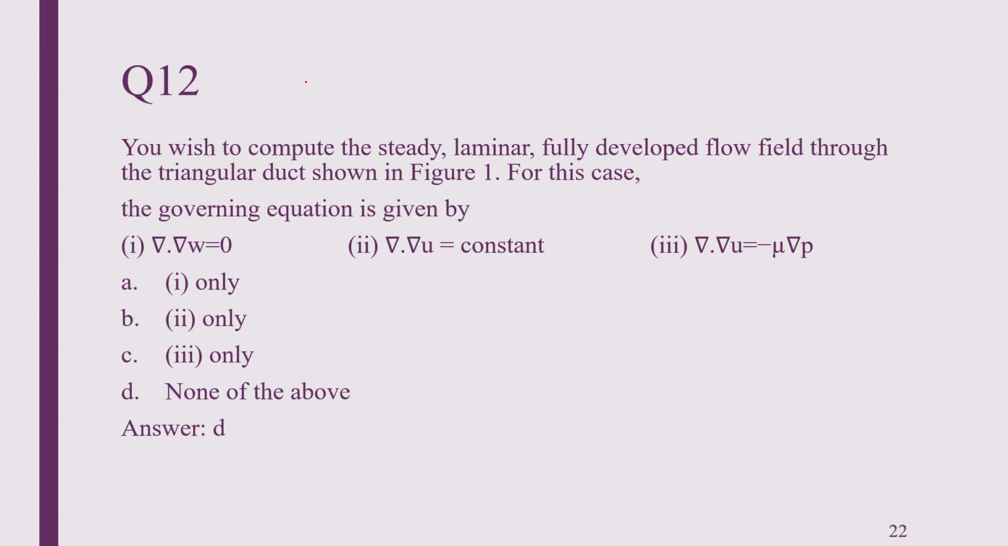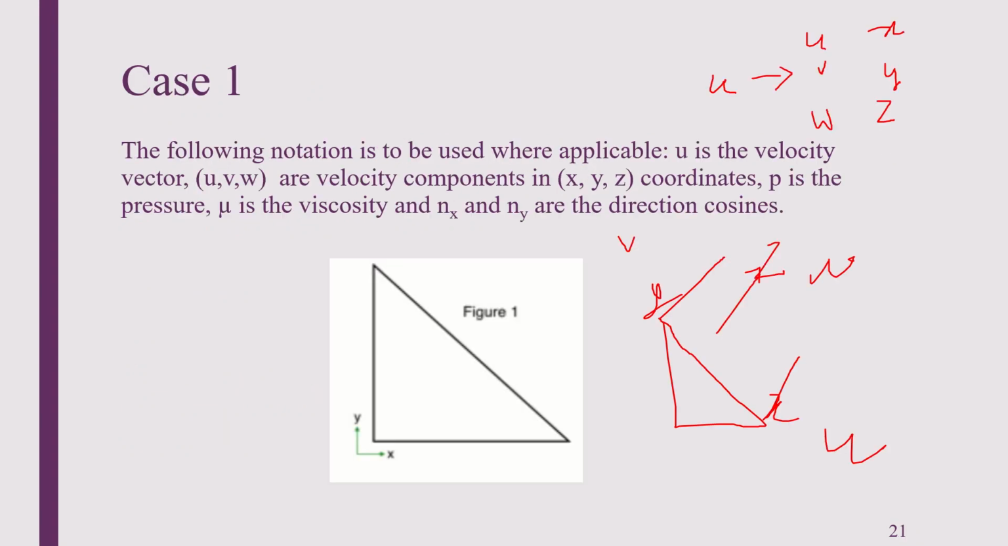In this particular slide itself, the answer is given as none of the above. We'll see how it is. Before that, we'll once again go back to figure 1 and then come back to the solution. Here, this is the y direction, this is the x direction, and flow is in the z direction. So only the W component velocity comes into the picture, because the fluid is flowing in the z direction. So we mostly need to account for the W component velocity.